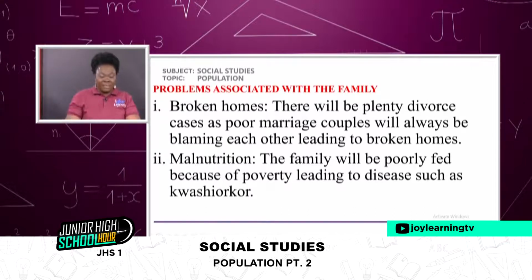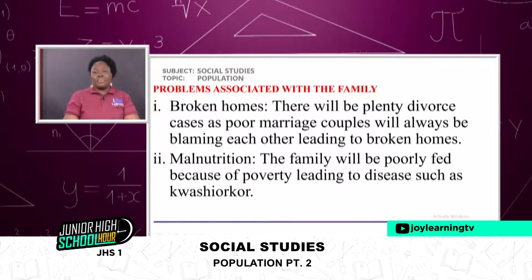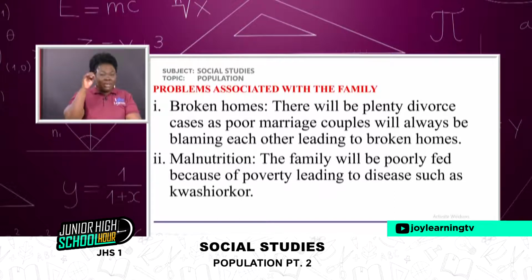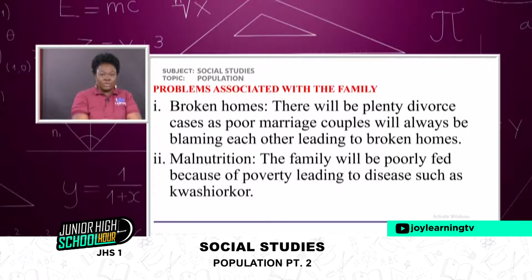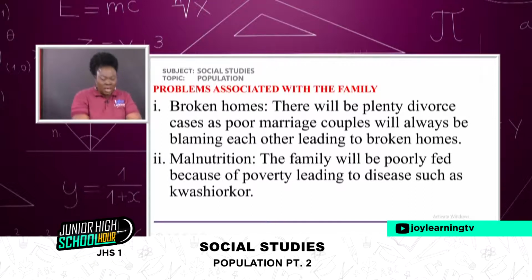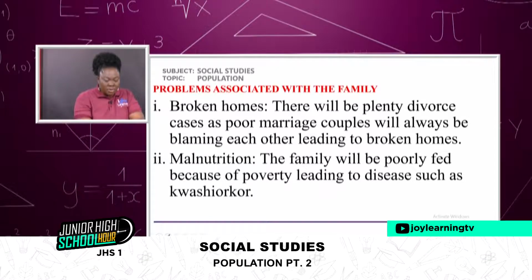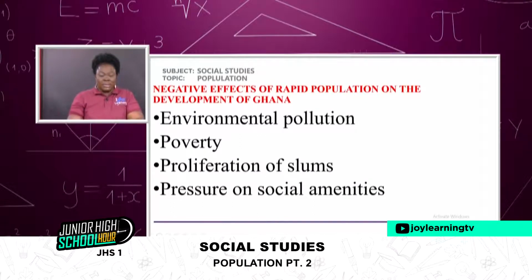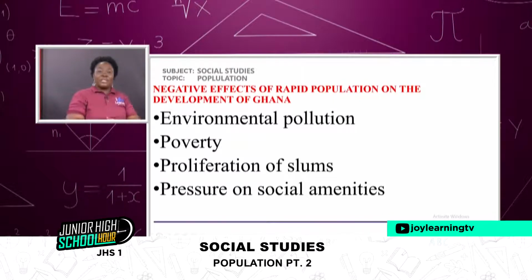It affects the family. Then again, malnutrition. The family will be poorly fed, and this will end up in diseases, as we mentioned in our keywords. Kwashiorkor: the child will not be getting a balanced diet, and so the child will be malnourished. Right. So we are looking at the negative effects of rapid population growth on the development of Ghana.